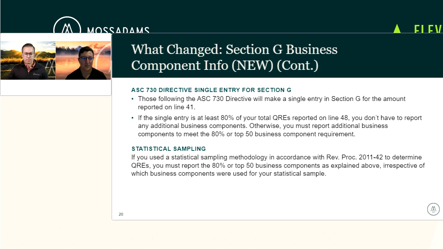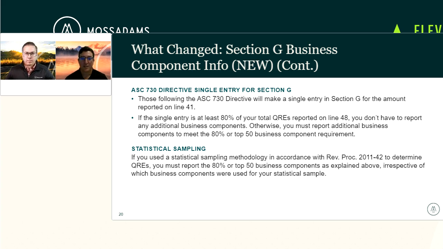Moving on to the next slide. For those of you that do follow the ASC 730 directive, you will make a single entry in Section G for the amount reported on line 41 that was up in Section E earlier. If that single entry is at least 80% of your total QREs, you don't have to report any additional business components. Otherwise, you would be reporting additional business components to meet that 80% top 50 requirement.